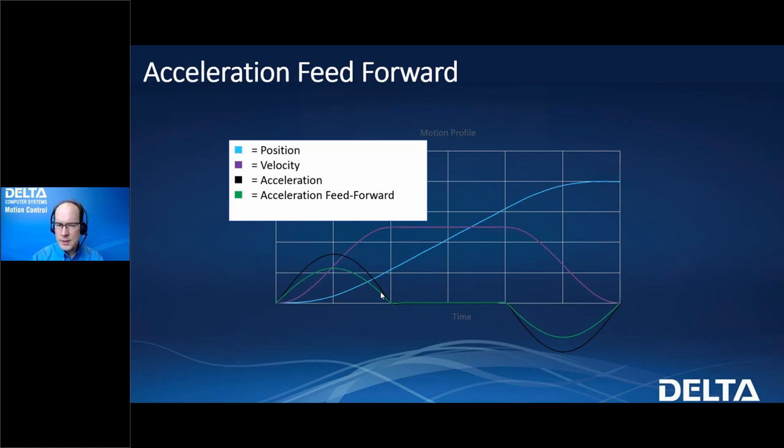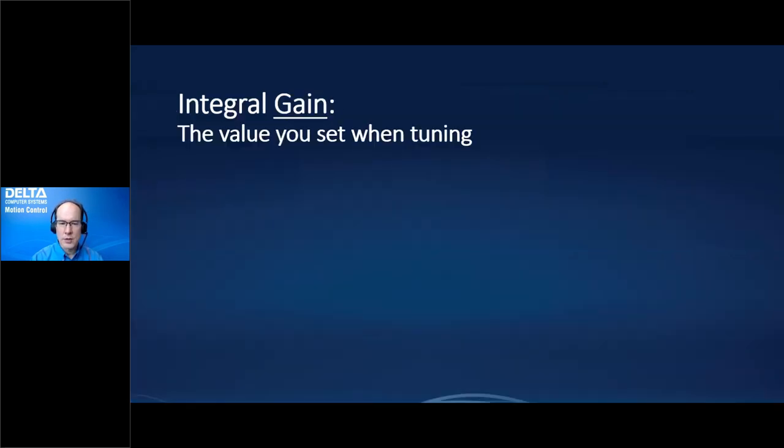Now, on a system with feed forwards, they will take up most of the gain of the system, and the PID shouldn't have to work so hard, and that means the integral gain shouldn't hardly have to do anything at all either if the feed forwards are set up correctly.